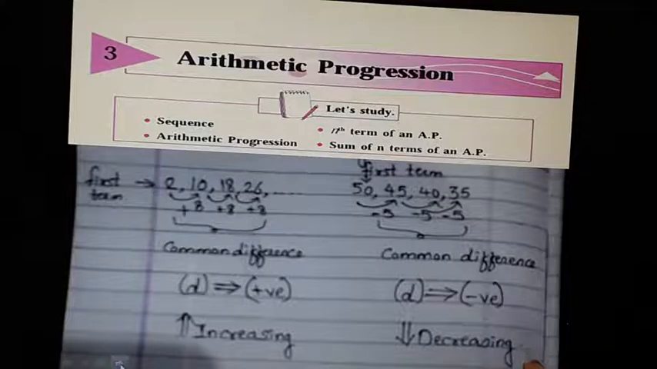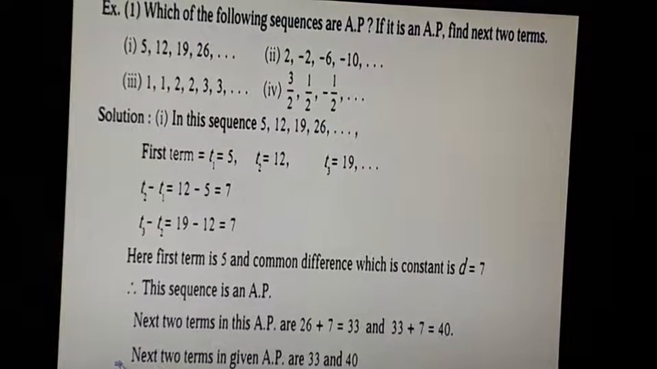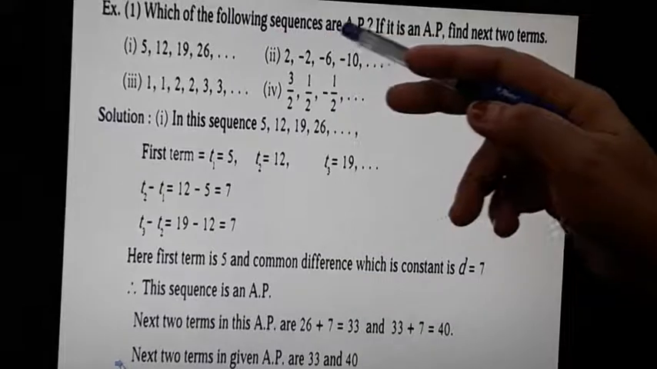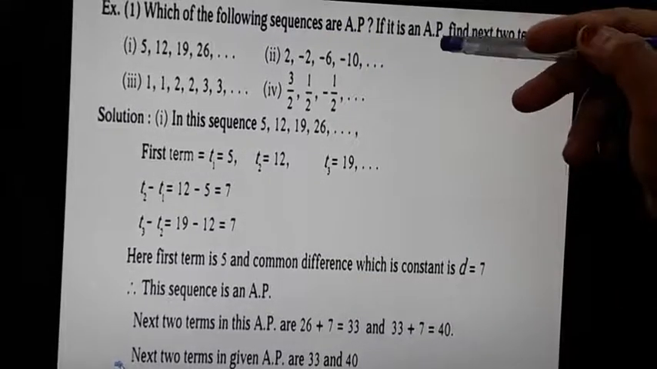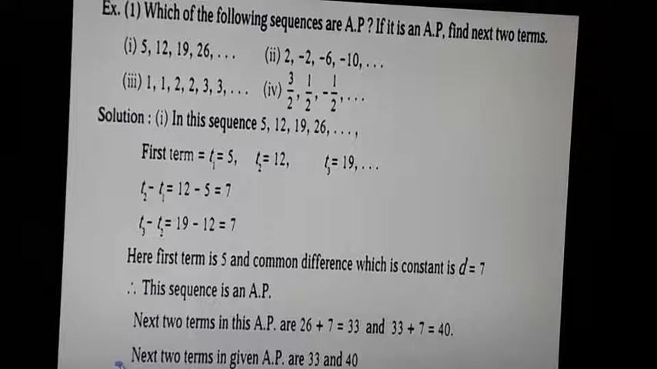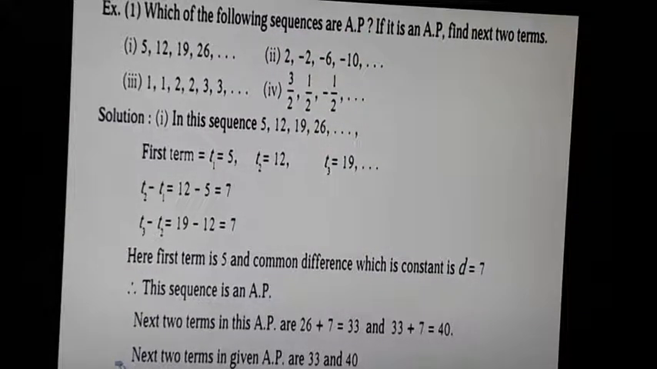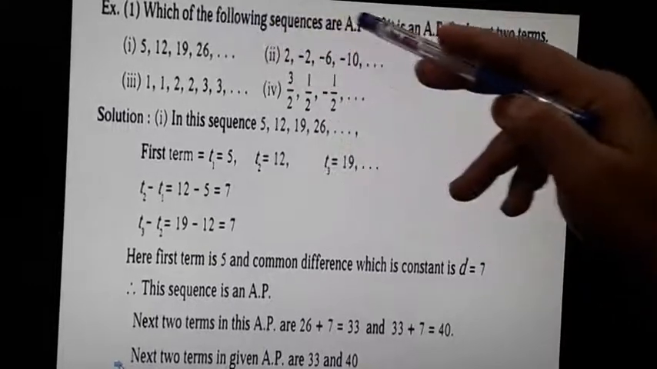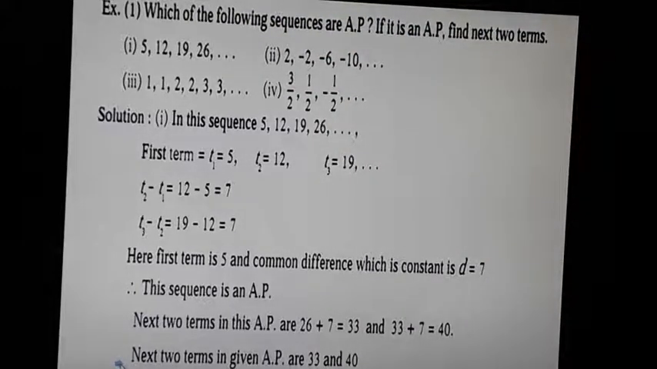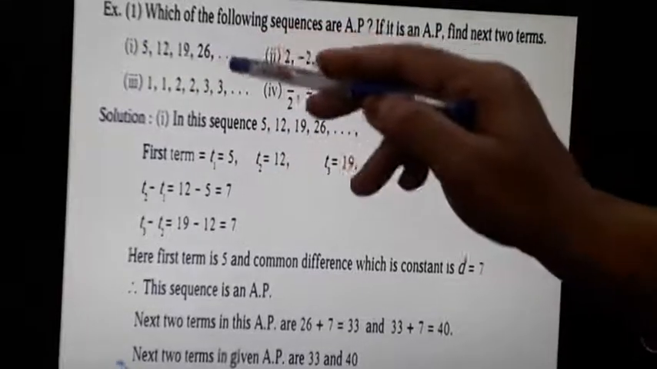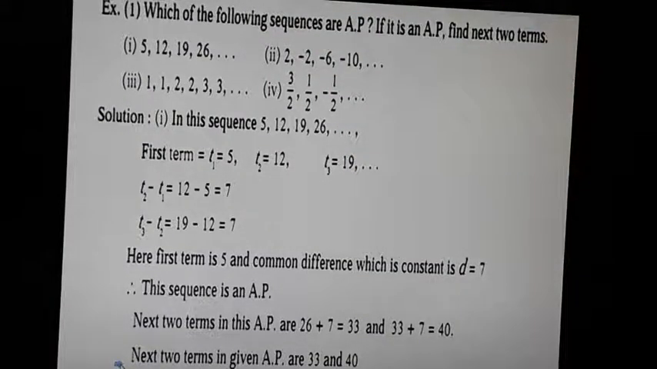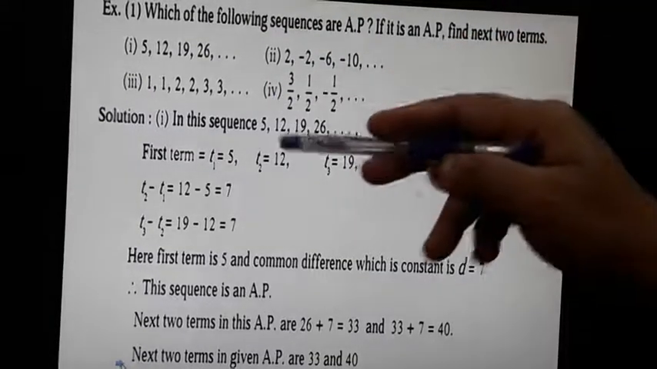Now we will proceed. On your screen, examples are given. The question is: which of the following sequences are AP? If it is an AP, find the next two terms. Some sequences are given here on your screen. You have to first sort out whether the sequence is in AP. For a sequence to be an AP, the differences between the two terms should be constant; only then will you recognize whether the sequence is in AP or not.